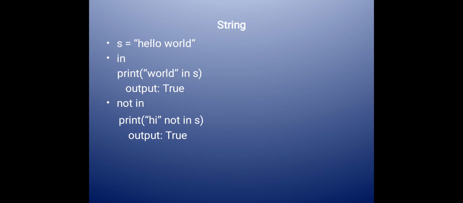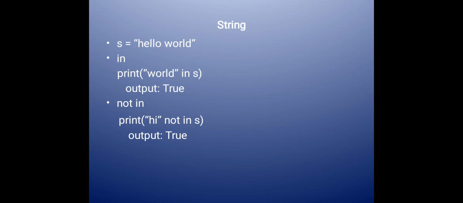Next we are going to get familiarized with two keywords, the in and not in keywords. s is equal to hello world is our string. Then first comes the in keyword. The in keyword and not in keyword are used to check whether a word or a character is present in a string or not. The output will be a boolean value, that means true or false.